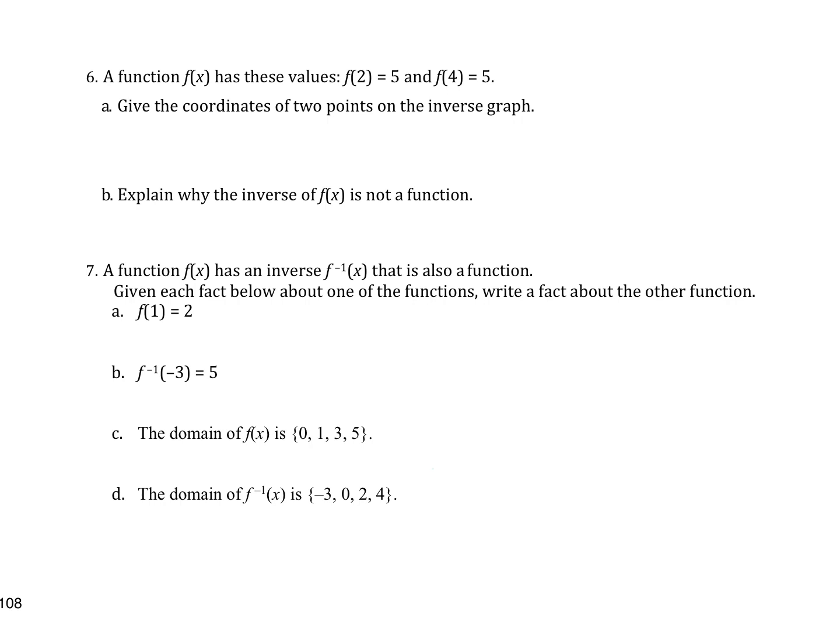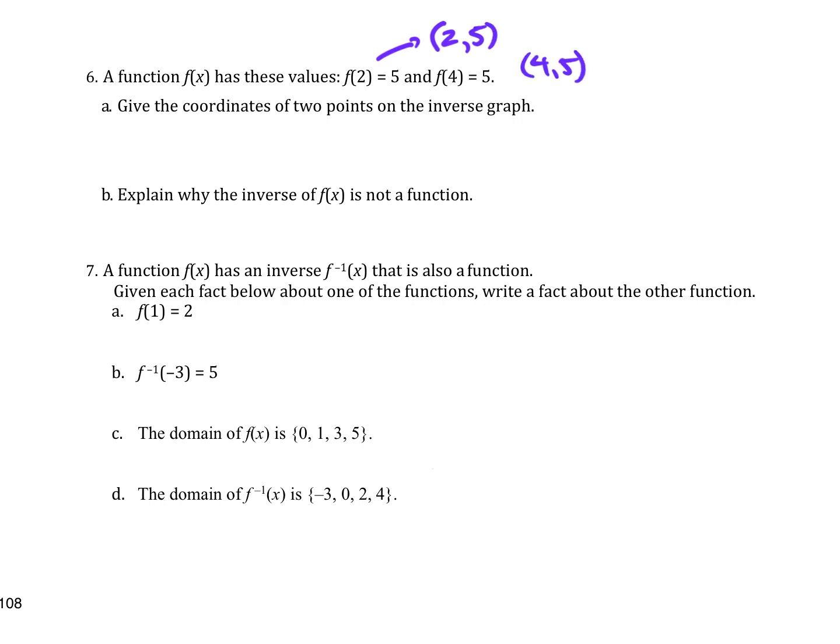Now, starting in question 6 and going through the following page, we have some extensions on function inverses. So a couple things that we know here. In question 6, we're told a function f of x has these values. f of 2 equals 5 and f of 4 equals 5 as well. You could write it as f of 2 equals 5 and f of 4 equals 5. You could also write these as ordered pairs, (2, 5) and (4, 5).